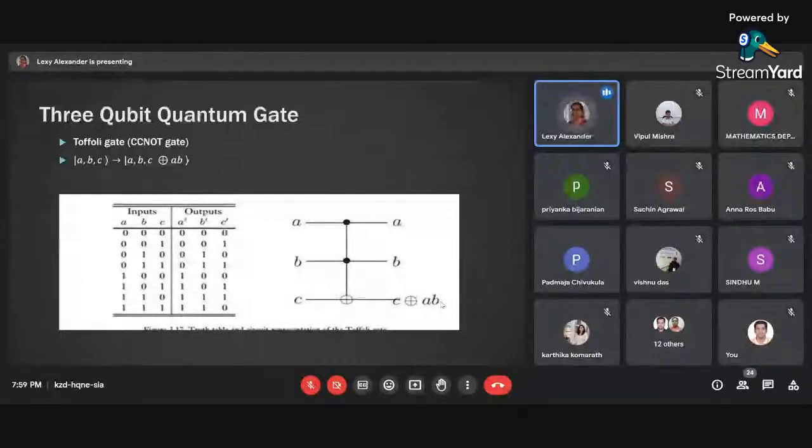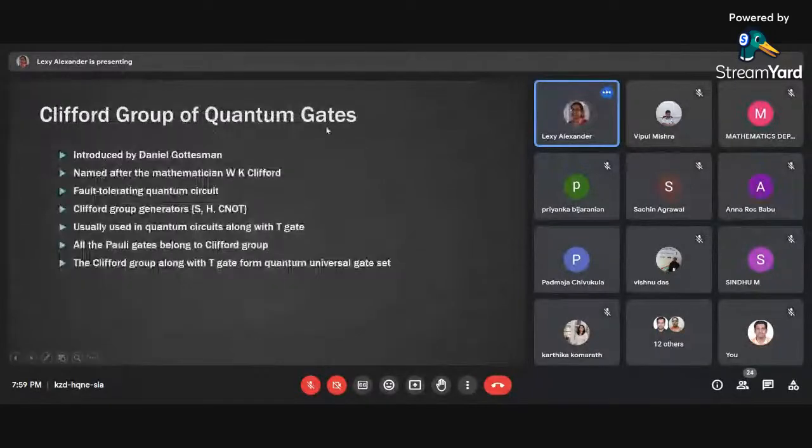Next one is the Clifford group of quantum gates. It was introduced by Daniel Gottesman, and it is named after the mathematician W.K. Clifford. So why has the Clifford group been brought in?